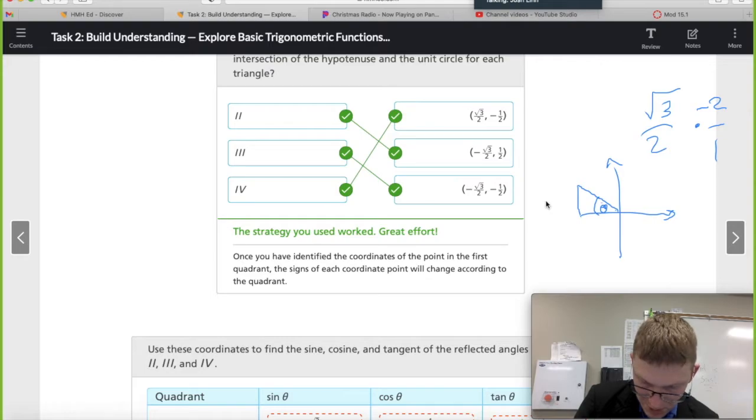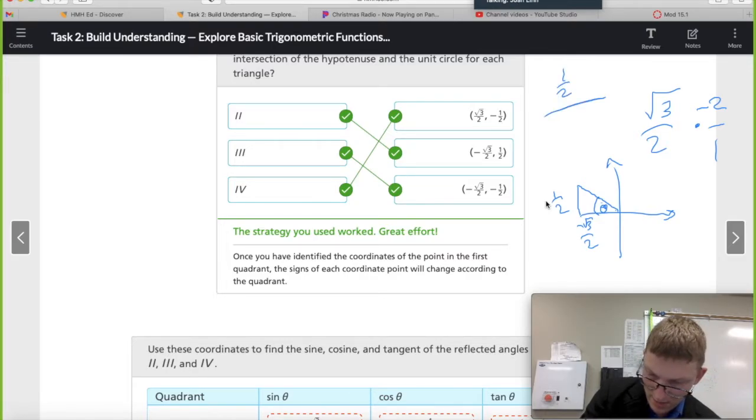And so for quadrant 2, my x-coordinate is negative square root of 3 over 2. My y-coordinate is 1 over 2. I was doing it wrong. So our tangent would be opposite over adjacent. So it is going to be 1/2 divided by negative square root of 3 over 2.